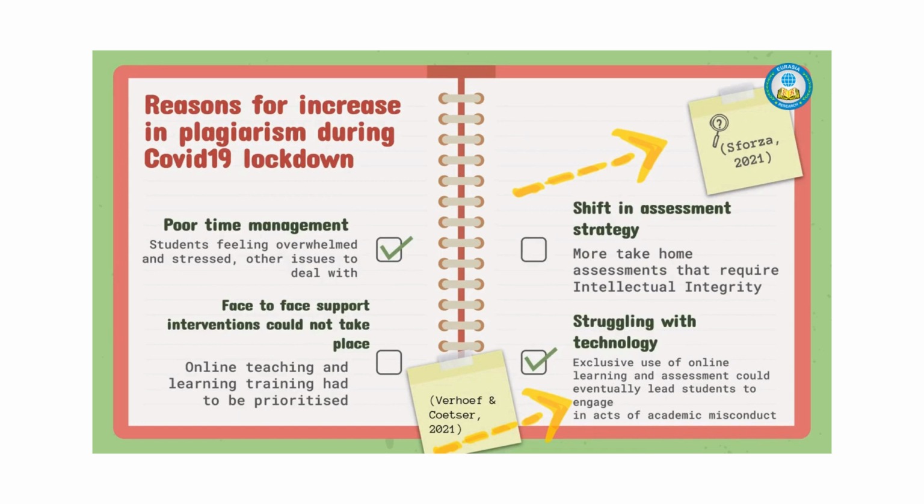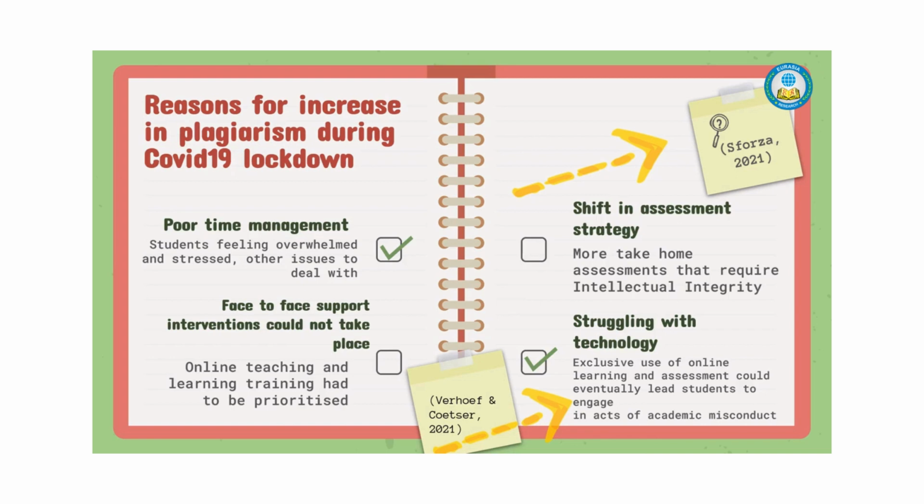During the COVID-19 lockdown, tertiary institutions may have noticed an increase in the number of reported plagiarism cases. In a study conducted by Sforza into this phenomenon, there was an increase in plagiarism cases in all 6 countries that were included in the study. Now, it must be noted that South Africa was not one of the countries in the study. Sforza and Verhoef and Kutzer suggest the following reasons for this increase during the COVID-19 lockdown.